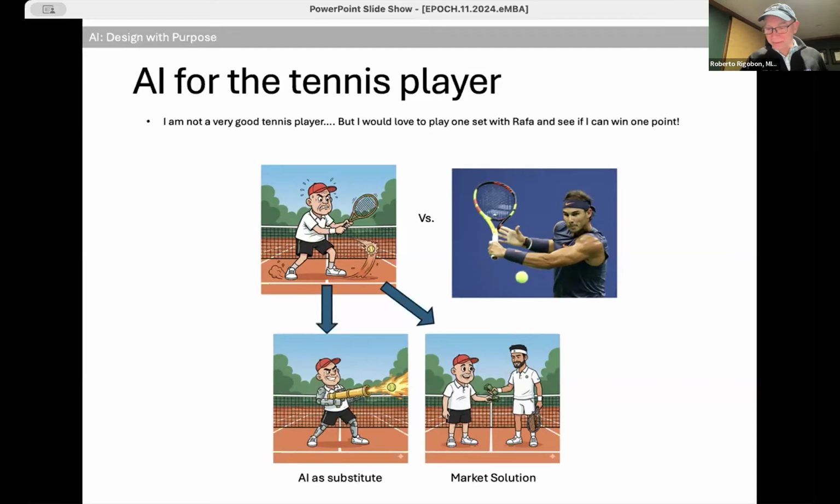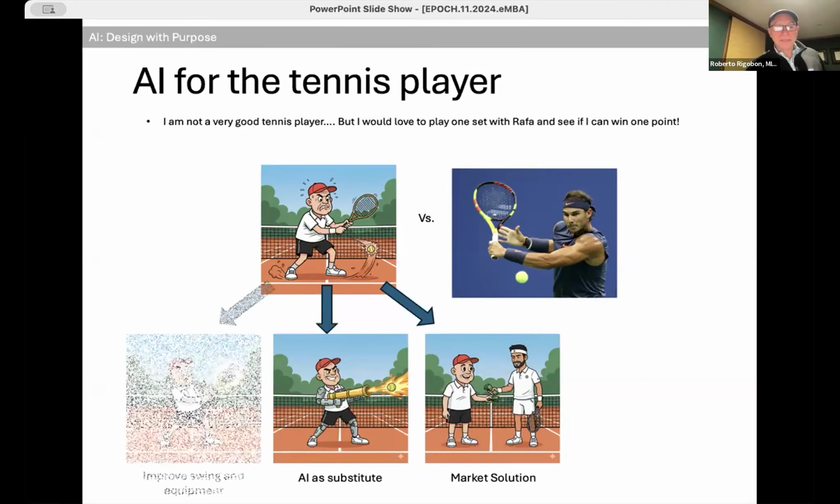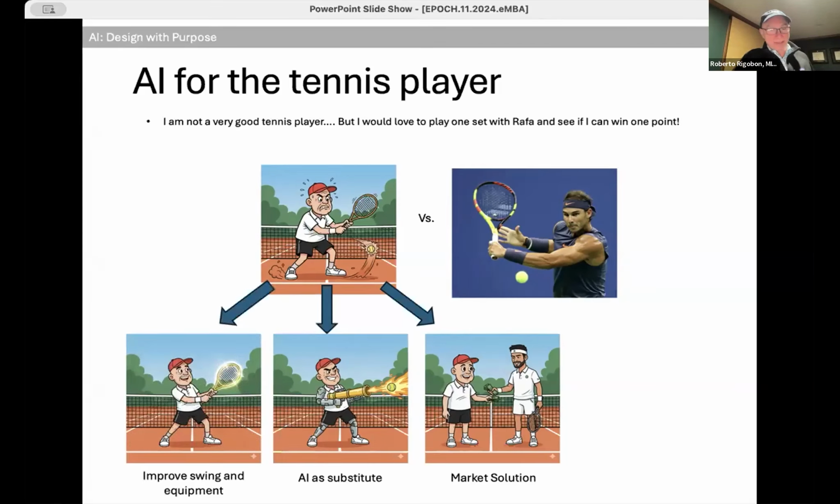There's a third alternative, which is I use AI to improve my stroke, to improve the racket, change the materials of the racket, change the materials of the courts, and learn how to hit it.